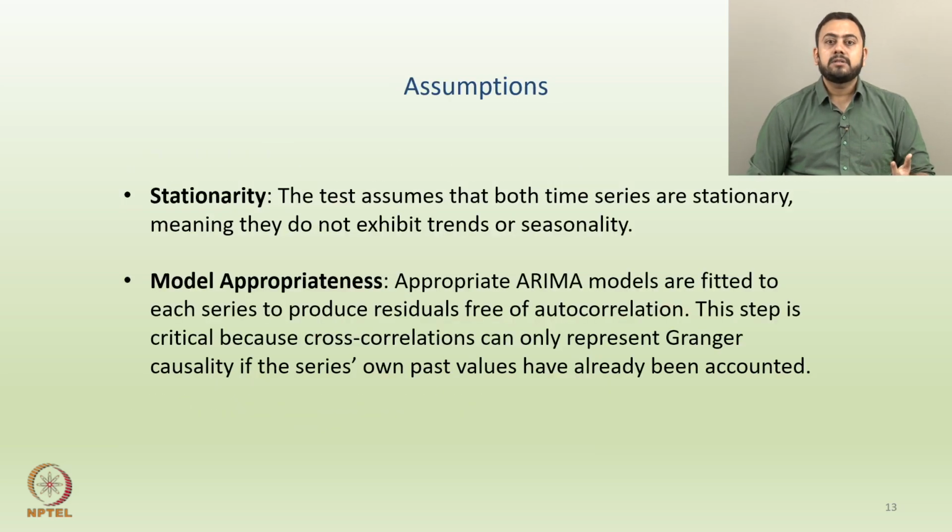Now, what may be the assumptions of this Hoppe's test? The first important assumption is stationarity. The test assumes that both the time series are stationary, meaning they do not exhibit trends or seasonality. The second assumption is model appropriateness, that appropriate ARIMA models are fitted to each series to produce residuals free of autocorrelation. This step is critical because cross correlations can only represent Granger causality if the series' own past values have already been accounted for. So, the underlying Hoppe's test comes with a couple of assumptions which one should check for.